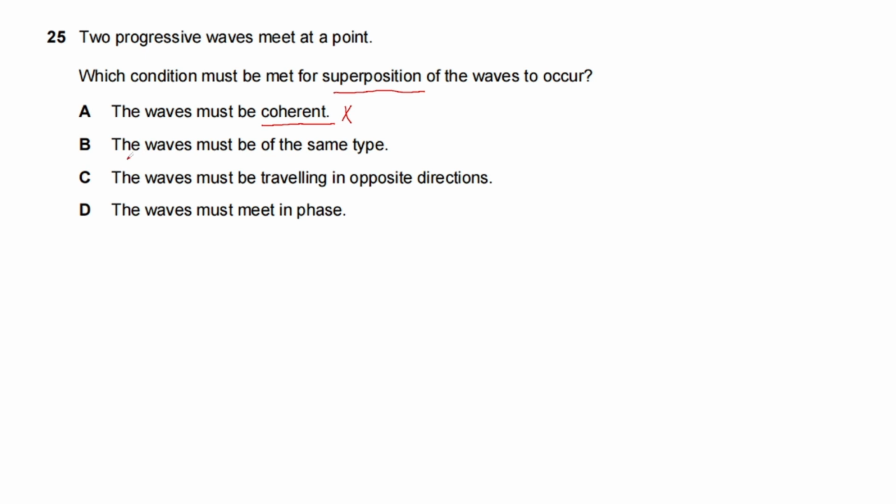Then the second option, option B, is the waves must be of the same type. Yes, that must be true. We can consider one water wave and one sound wave. If these two are present at the same point, there won't be any superposition happening because these two are of different types. So for the superposition to happen, they must be of the same type. So option B is the correct answer.